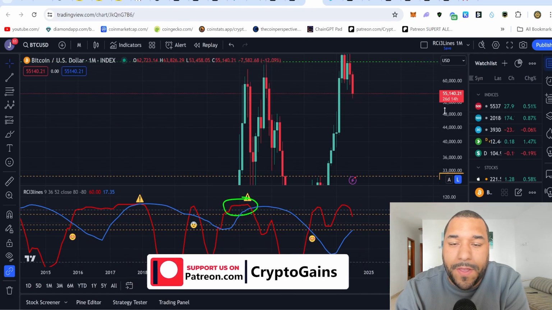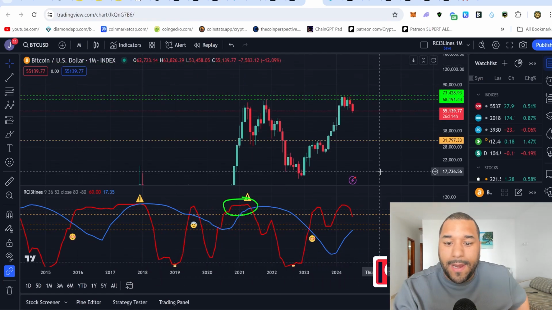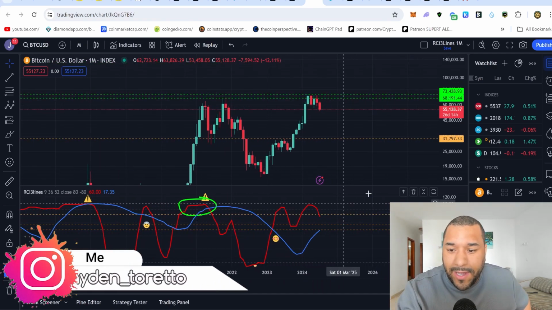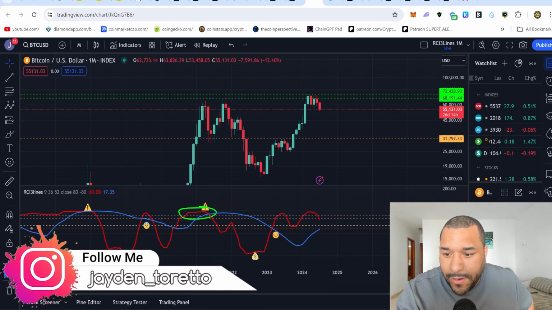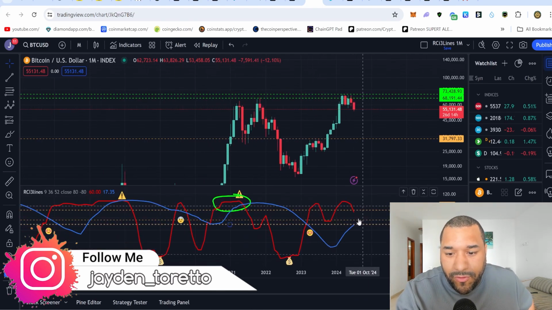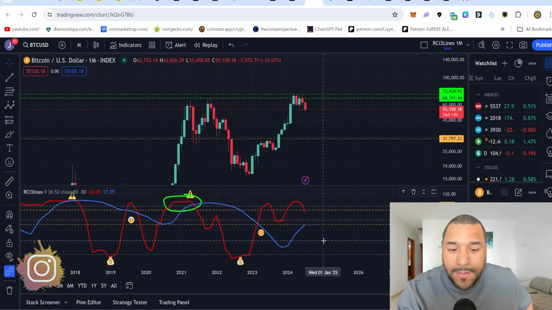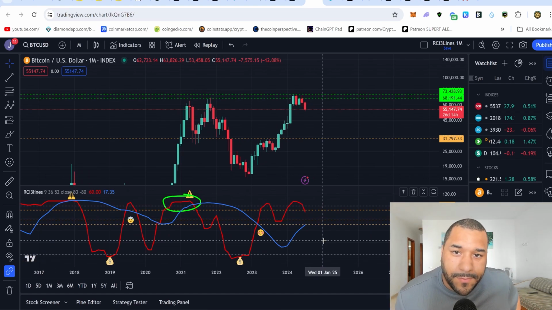I think it's important. I think you guys need to understand what's going on with the market, and I'm trying to show you what I see. And this right here, this is what I'm really looking at. I'm looking to see, is this red line going to cross with the blue line? If it does, I bring another video.